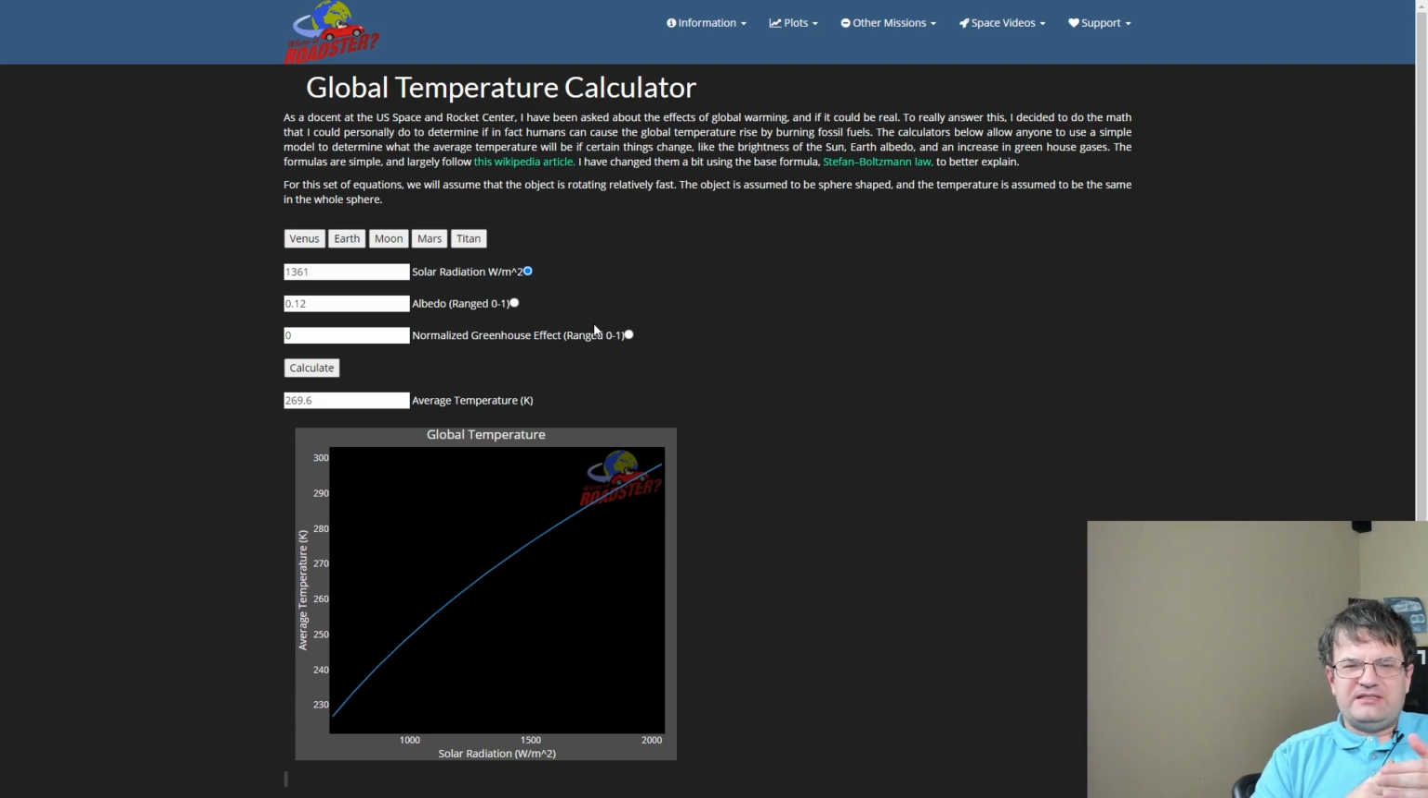So we're going to start out with just the moon, and you see the albedo here is 12, pushing the moon preset. The solar radiation is the same as Earth because on average it's the same distance from the sun. So let's first look at what the average temperature would be if we change the brightness of the sun. If you lower the brightness of the sun for the moon, then the temperature does go down. It goes down to 226 if you cut the solar radiation in half, roughly.